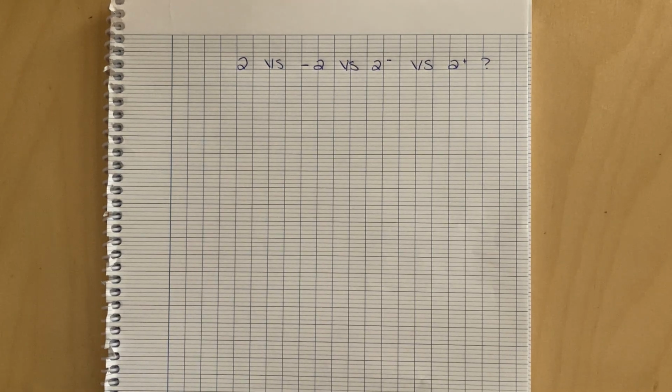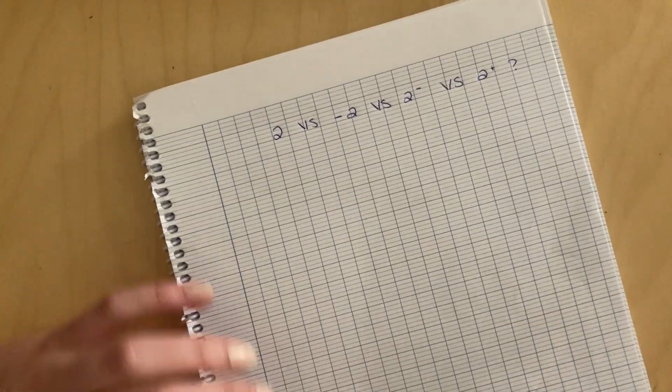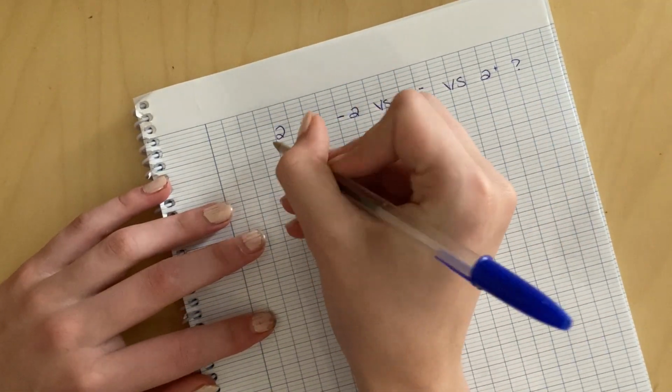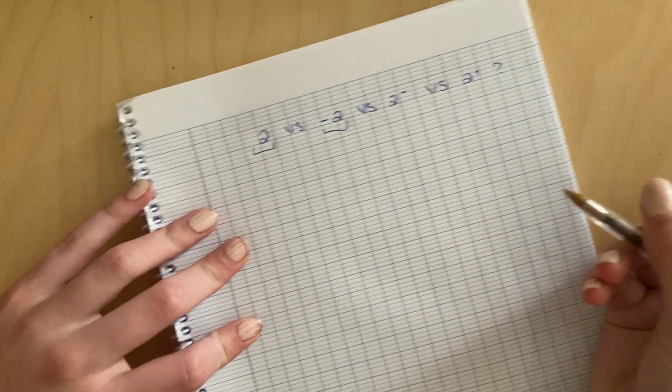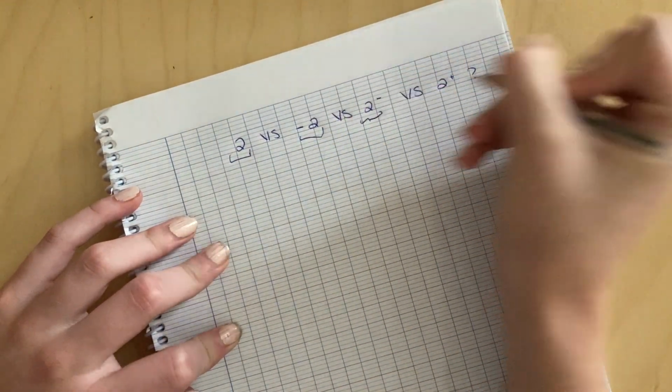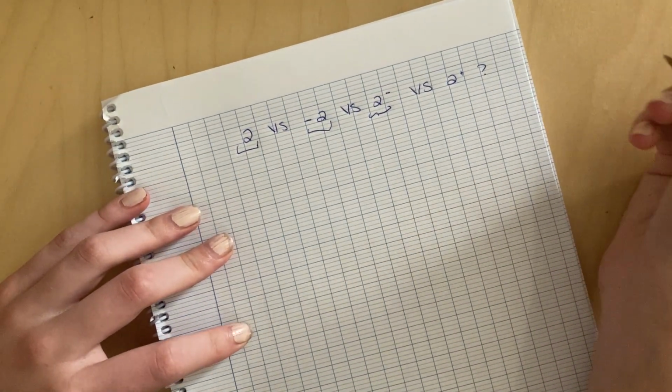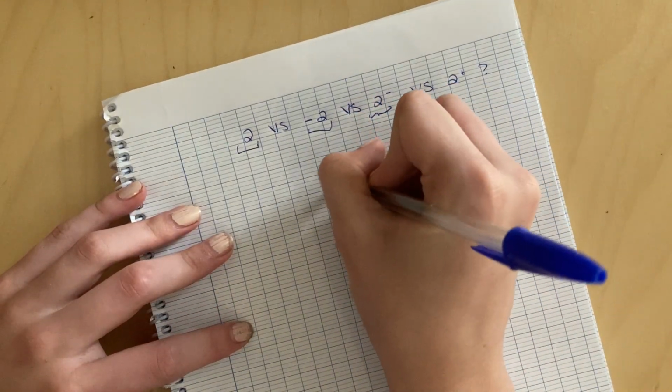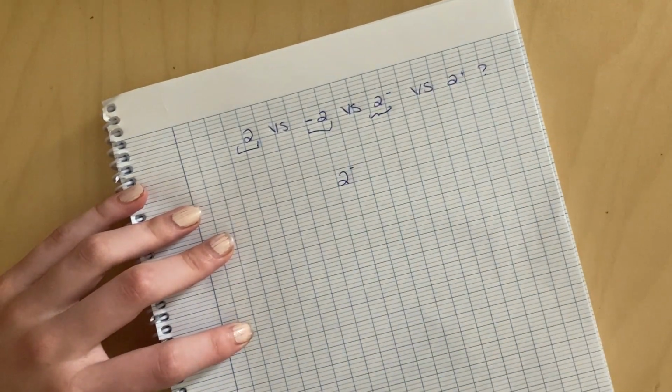What is the difference between 2, -2, 2 minus, and 2 plus? That is what we're going to be exploring in today's video about limits. All of us know what 2 is. We all know what -2 is. But what's 2 minus? So 2 minus is 2 minus a little bit.